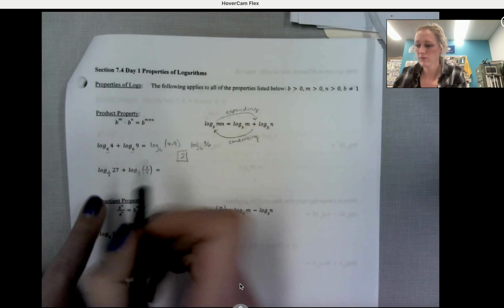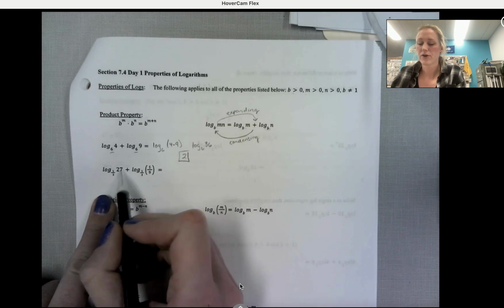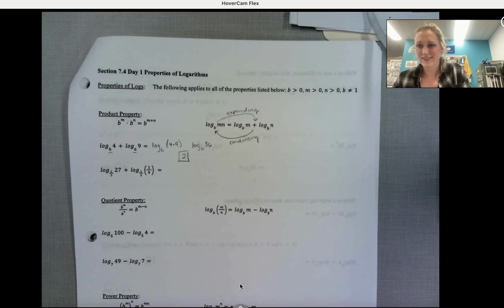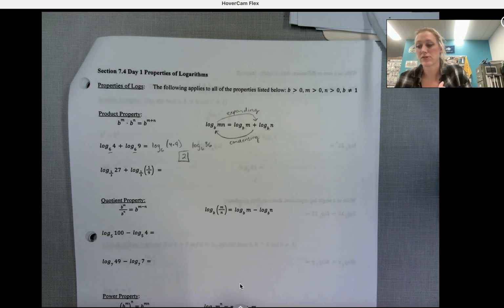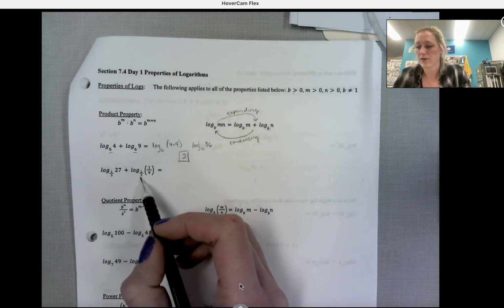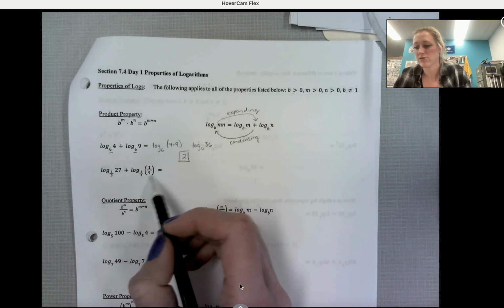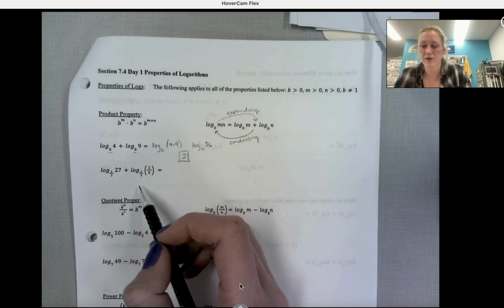Okay. All right. 1/3 to what power is 27? So I always like to think about the reciprocal first and know that I could just make the exponent negative. So 3 to what power is 27? 3 to the third. 3 to what power is 9? 2. Okay, so I actually can evaluate these.